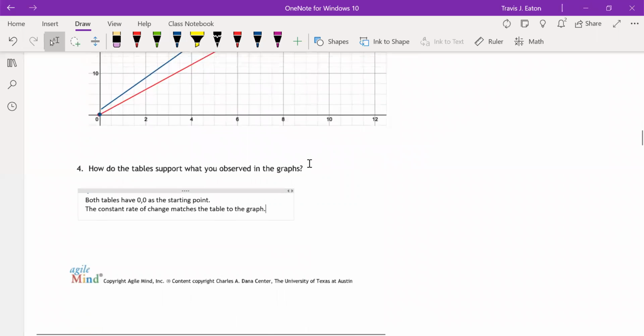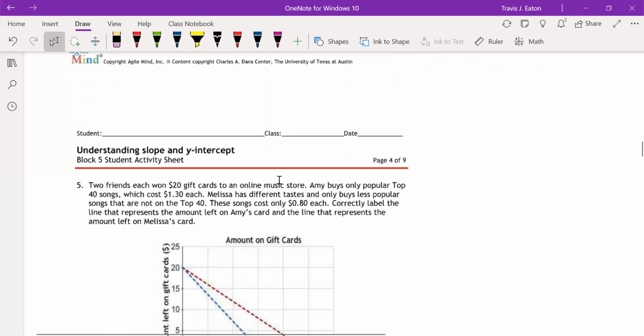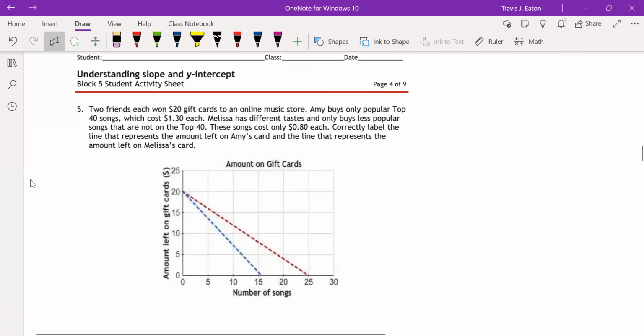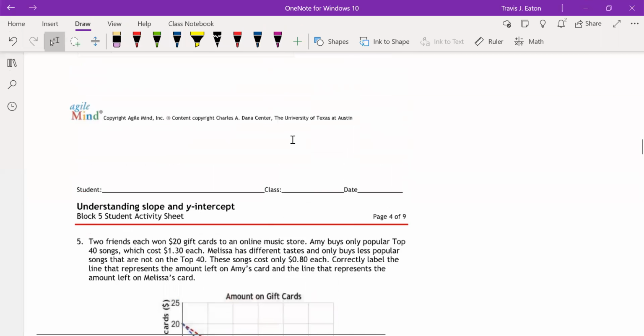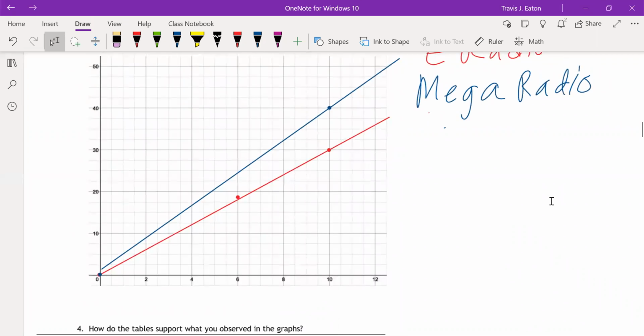Remember, if you have questions, ask anytime. That takes us to question number 5, which we won't be able to finish today because it's 10:23 and we're just about out of class time. So I'm going to stop the recording.